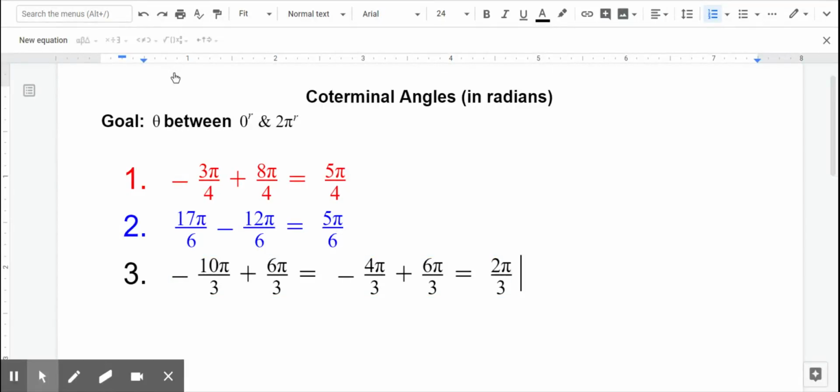So that right there is how you change angles that are given to you in radians that are not between 0 and 2 pi into angles in radians between 0 and 2 pi that are coterminal with the original.